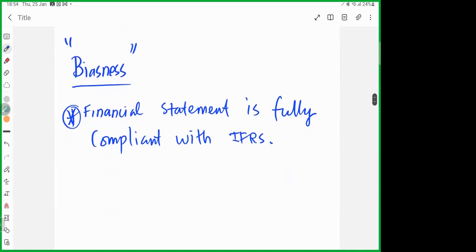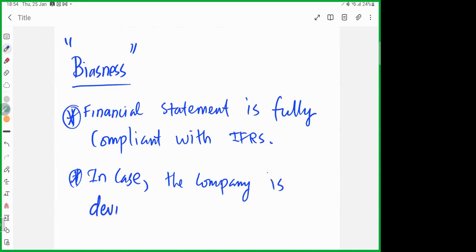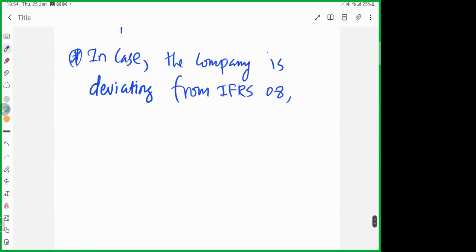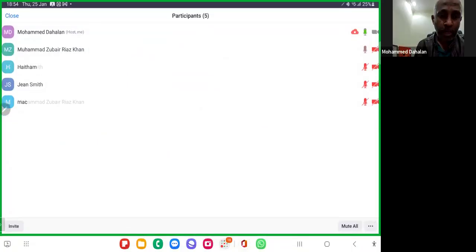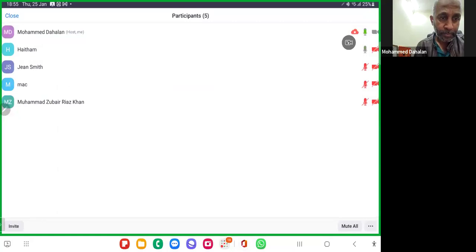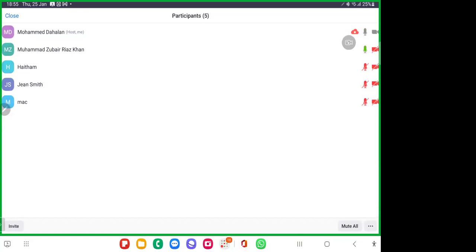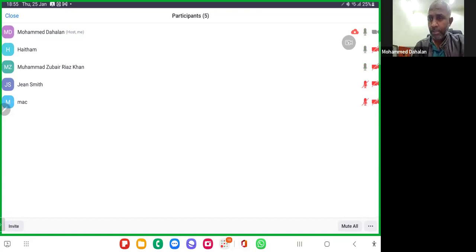What I'm trying to say is, in case the company is deviating from, for example, IFRS 8, they don't comply with IFRS 8, then this fact should be disclosed. Are you clear with this? Mr. Haitham? Yes or no?